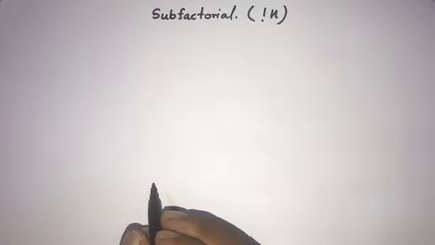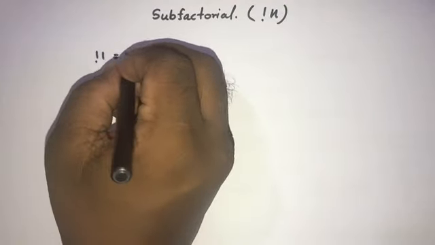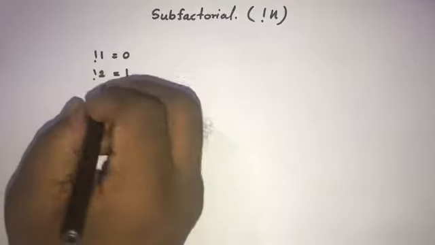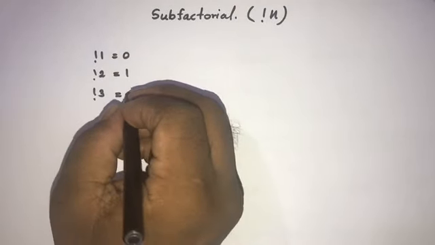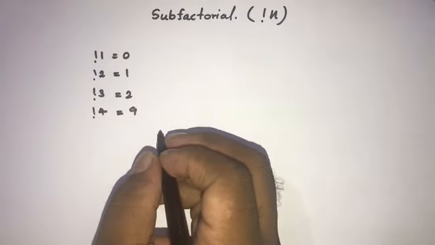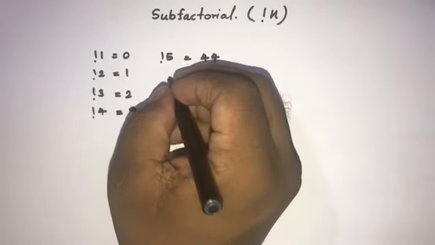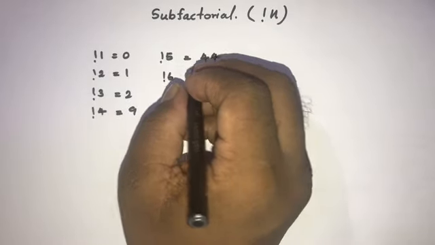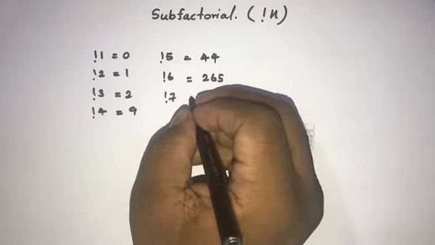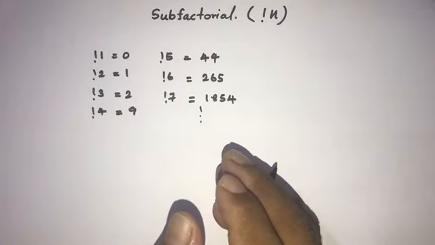Today we are going to discuss the subfactorial. First, 1 subfactorial is equal to 0, and 2 subfactorial is equal to 1, and 3 subfactorial is equal to 2, and 4 subfactorial is equal to 9, and 5 subfactorial is 44, and 6 subfactorial is equal to 265, and 7 subfactorial is equal to 1854, and so on. Okay, what is the subfactorial?